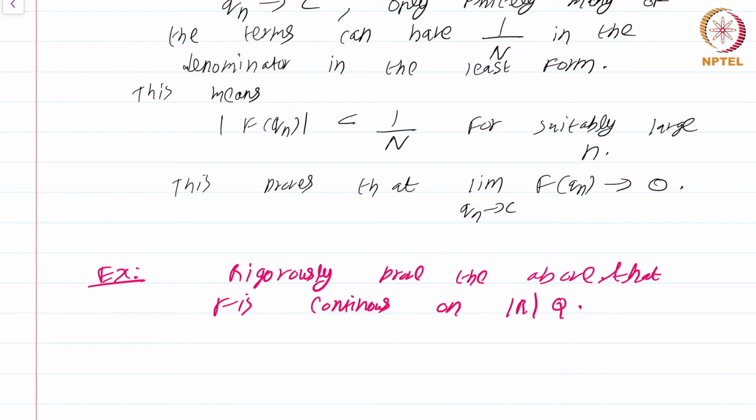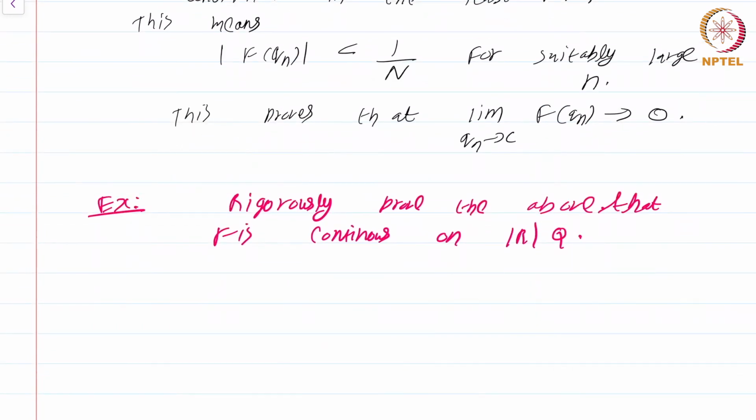So rigorously prove the above, that f is continuous on R minus Q. I want you to write down a rigorous proof of this, making all my verbal arguments mathematically precise. It's not hard. The idea is the hard part. Converting it to the mathematical proof is not that hard. Okay, what does this show? This shows that D, the set of discontinuities, is Q.